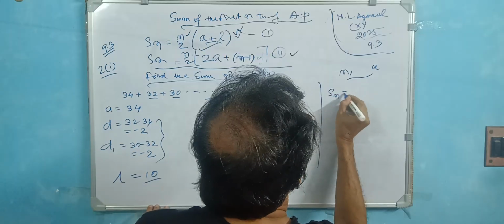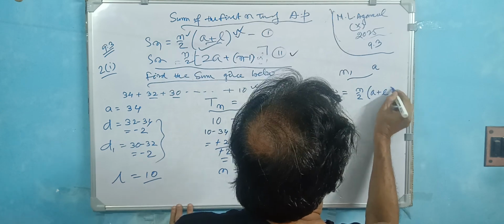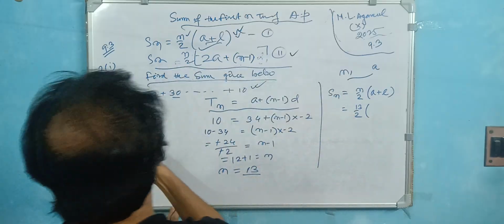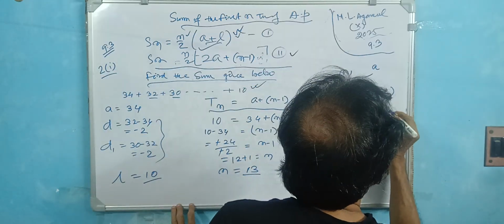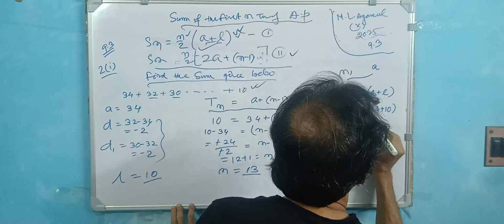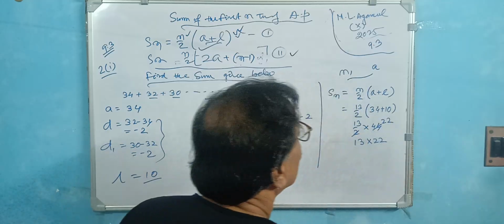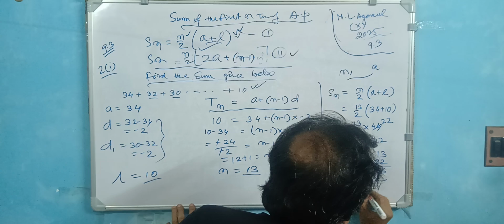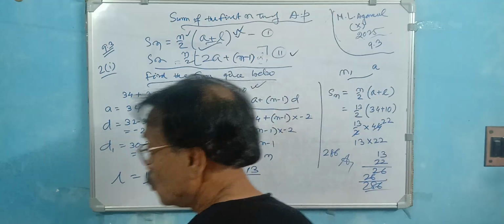So Sn, because you know the last term, Sn is equal to n by 2 bracket. Easy calculation. Sn is equal to n is 13, 13 by 2 bracket. A is 34 and L is 10. 13 by 2 into this is 44. So this is cut of 22. 13 into 22. Okay. 13, 22. That is 26. This is also 26. 286. So answer is 286 is the answer.